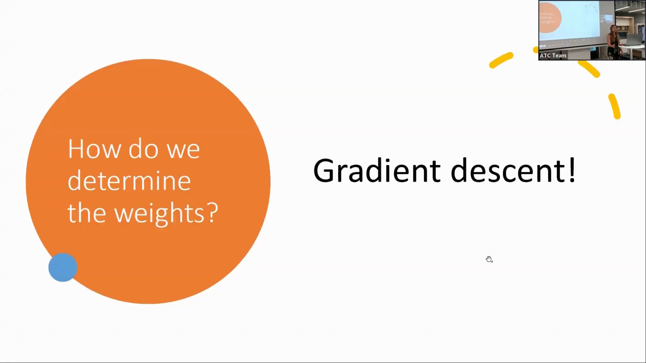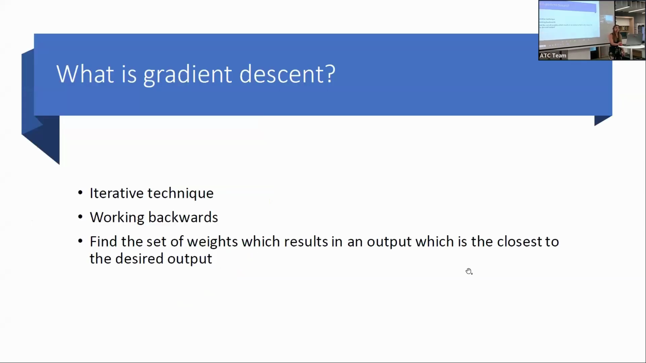So we use a process called gradient descent. What is gradient descent? It's an iterative technique. So it's a repetitive technique where we work backwards to find the set of weights which will result in an output which is the closest to your desired output. Okay, so you already know when you start training a neural network, your input values and your output values are known. So you want to obtain the set of weights that will result in this correct known output value.